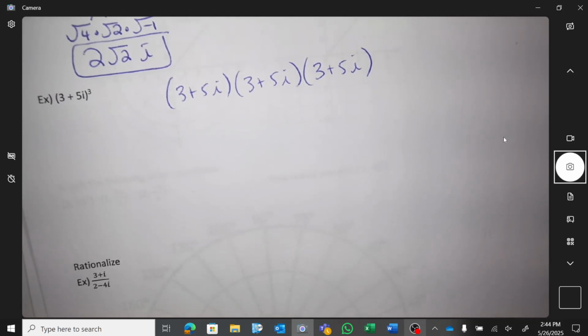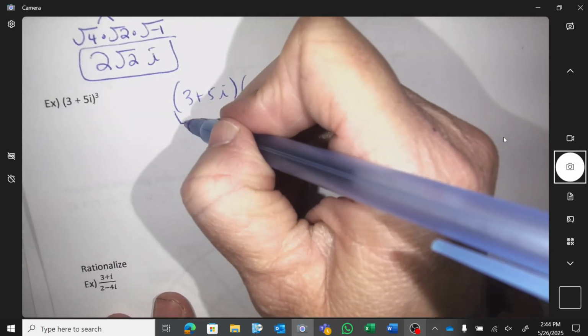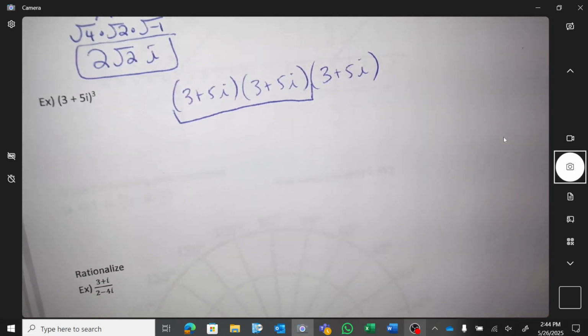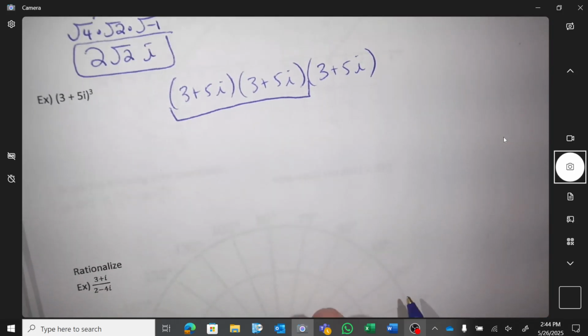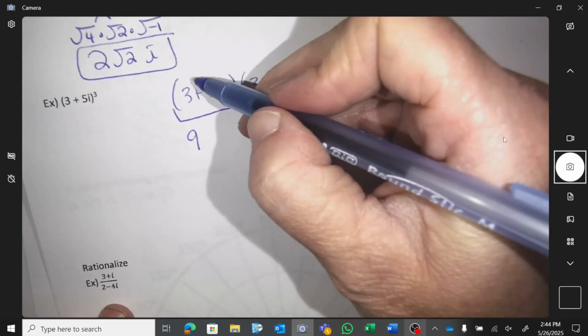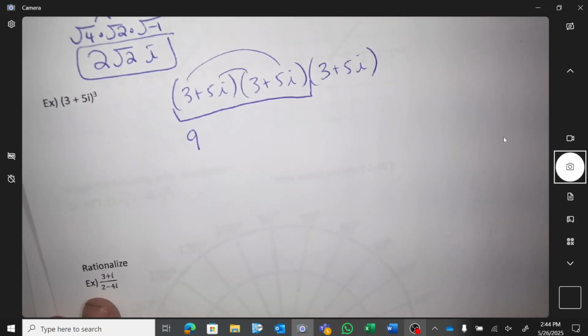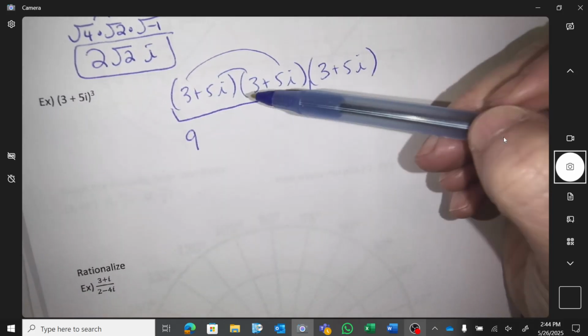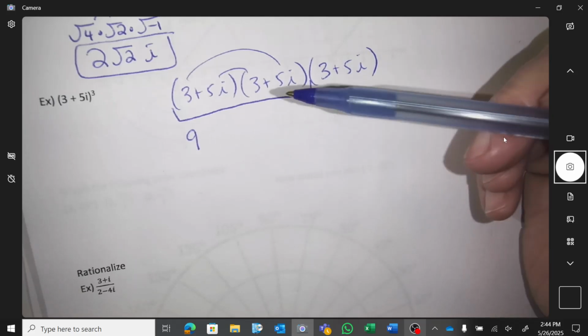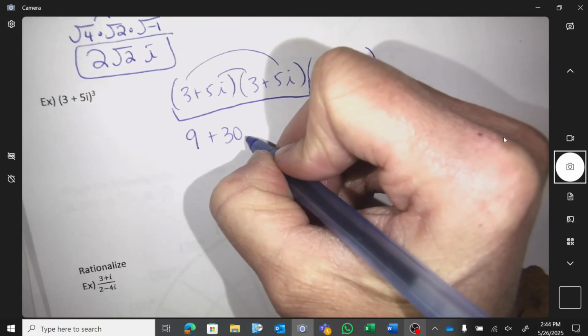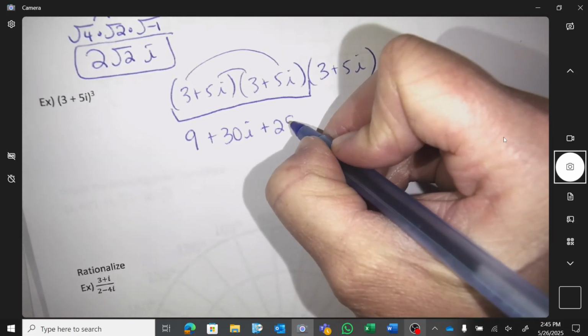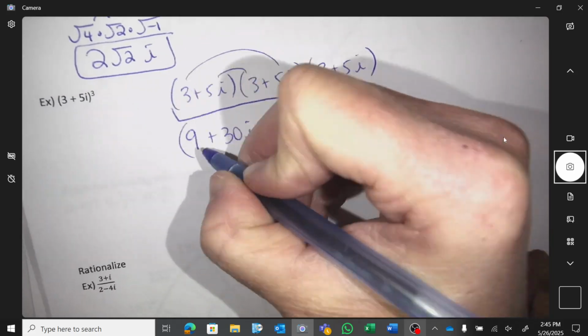No. What do you do in math when you times 3 things? Just work on 2 of them right now. So this is a FOIL. So we're going to go 9. Are you okay if I do O's and I's? This is 15 i's and 15 i's, so 30 i's plus 25 i squareds.